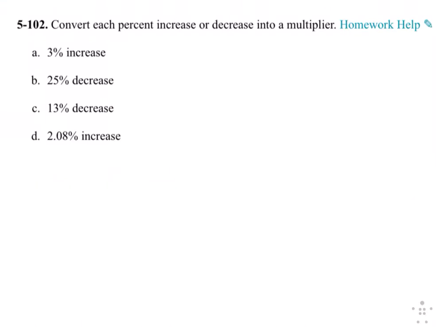So now let's do A. A was 1.03. We just did that. B is a decrease now. It's a decrease. So if it's 25% less, let's say you started with 100 and you took away 25, you're left with 0.75, right? And C is a decrease also. So again, if you took the 100 and you took away 13, you'd get 0.87, right?